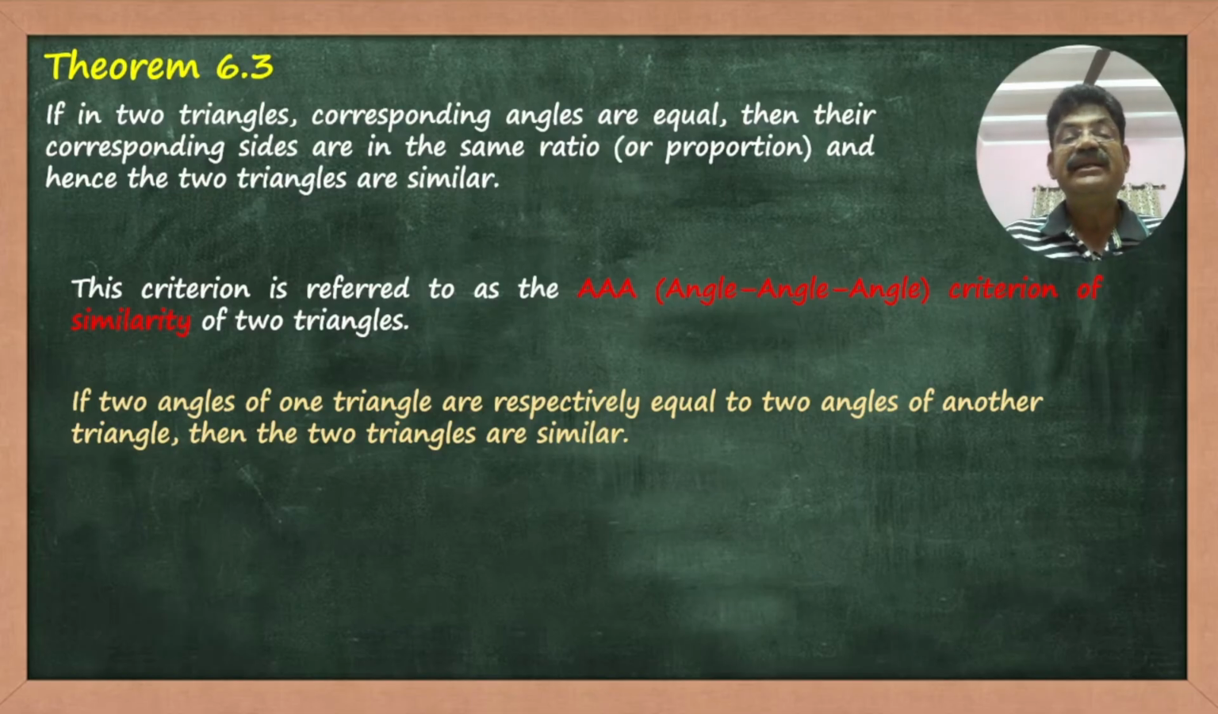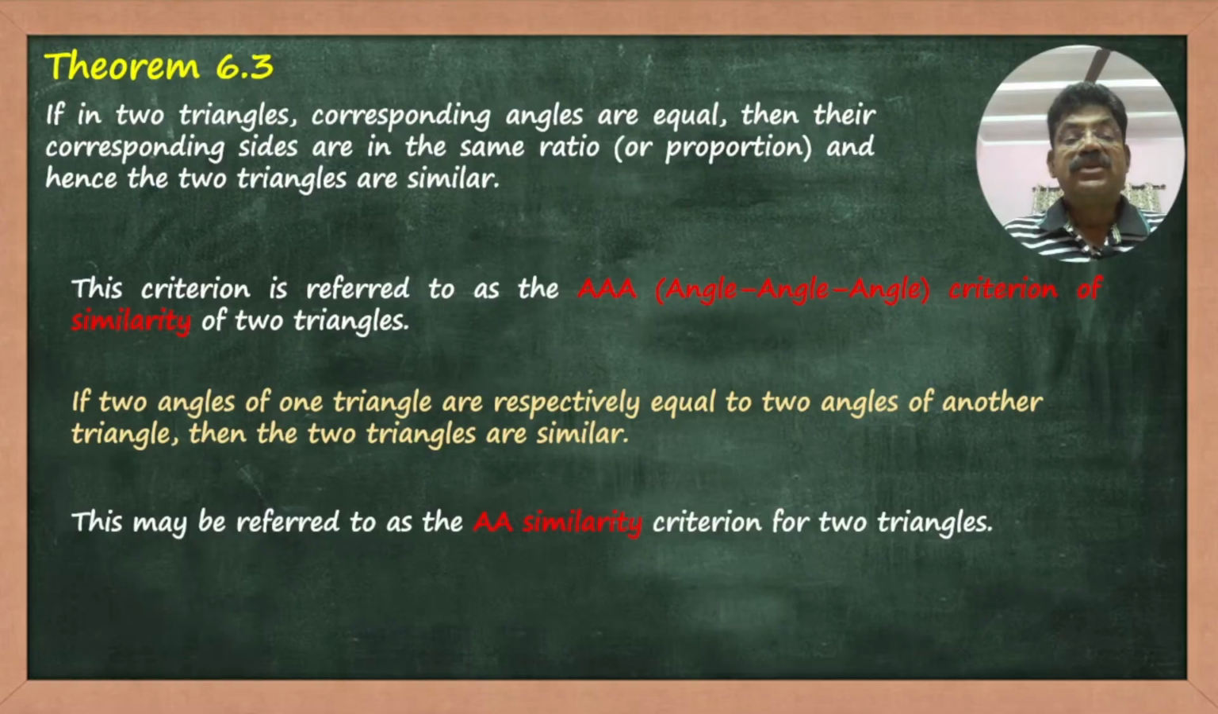So that is the special character of triangles. Instead of verifying all the angles, it is enough to verify just two angles. So this may be referred to as the AA similarity criterion for two triangles. So previously we studied the angle criterion. Now it has been reduced to the AA criterion of similarity of triangles.